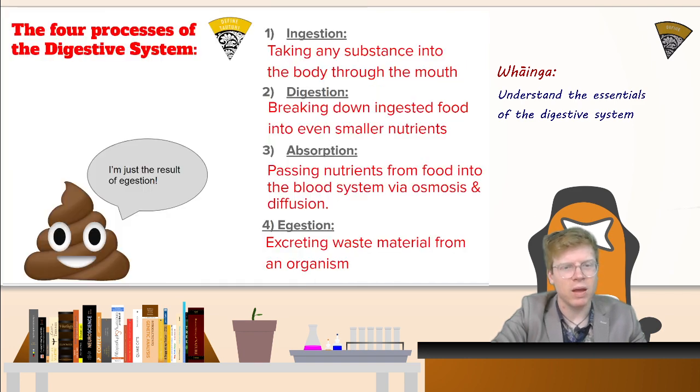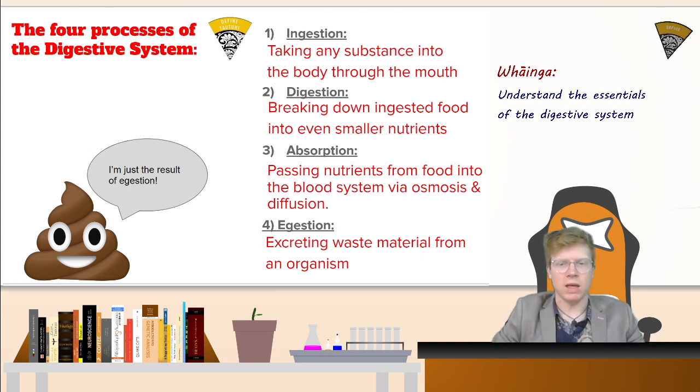All right. Now, there are 4 main processes that you need to know regarding our digestive system. I've told you them before: ingestion, digestion, absorption, and egestion. And they occur in that order. Firstly, we take in our food. When you're eating your lunch, you're taking in a substance into your mouth, that's ingestion.